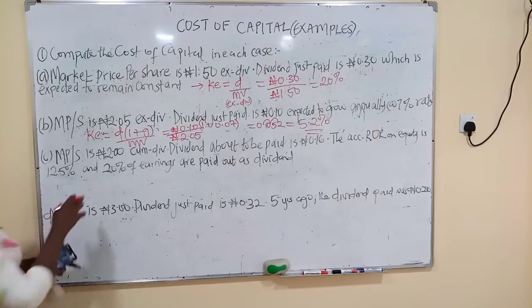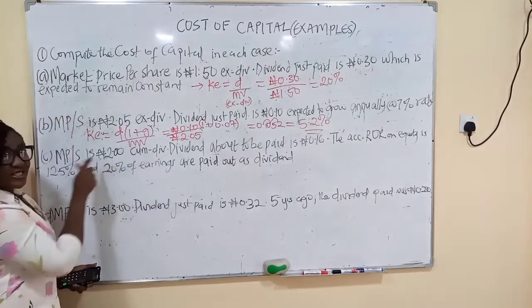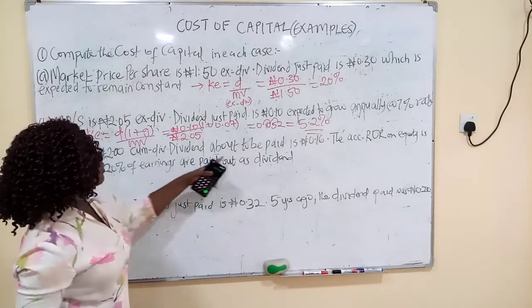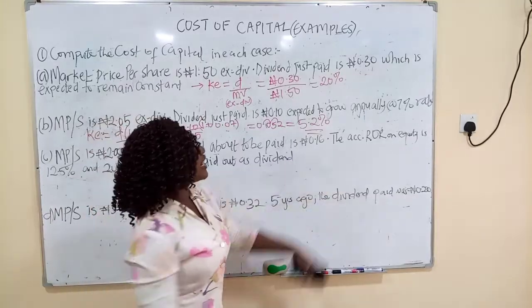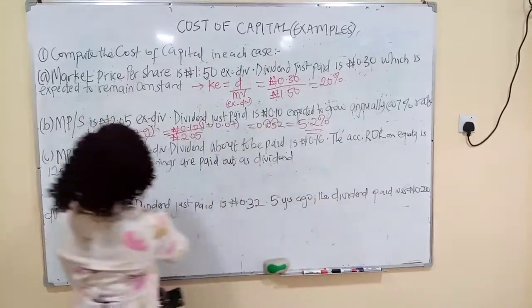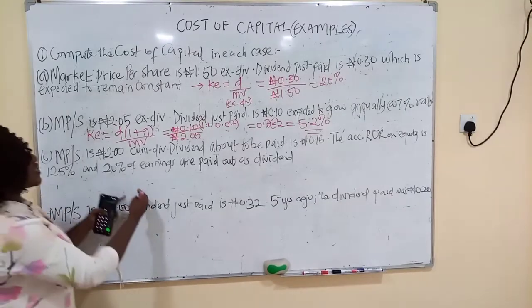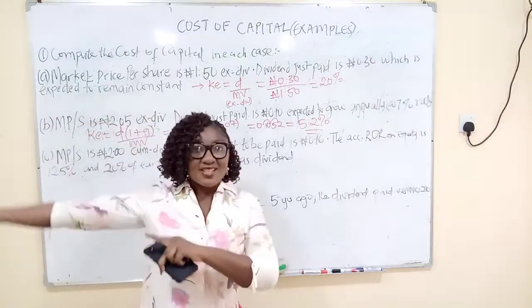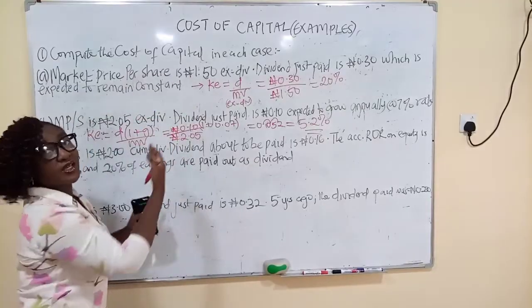Now, market price per share is 2 naira. Cum div, that is, dividend is inside this market value. Dividend about to be paid is 0.16 naira. That's 16 kobo per share. The accounting rate of return on equity is 12.5%. And 20% of earnings are paid out as dividend. With the information, because you already understand those formulas and what they mean, you should already know that you are asked to calculate cost of capital, of course.